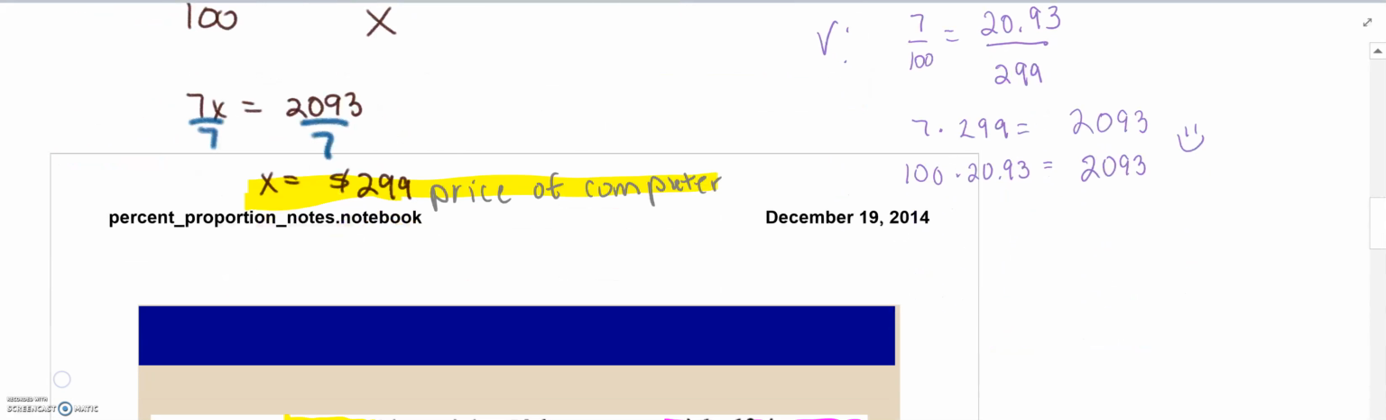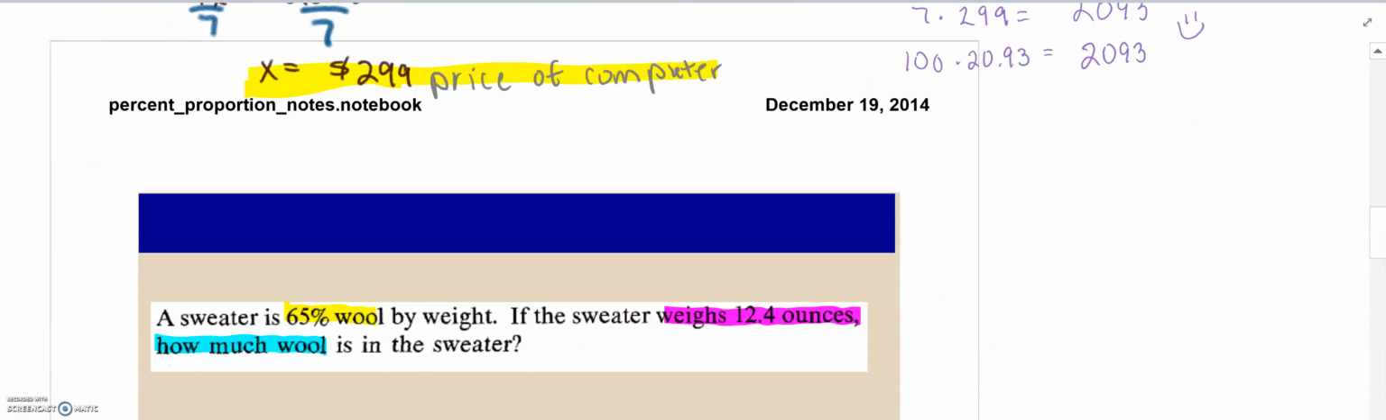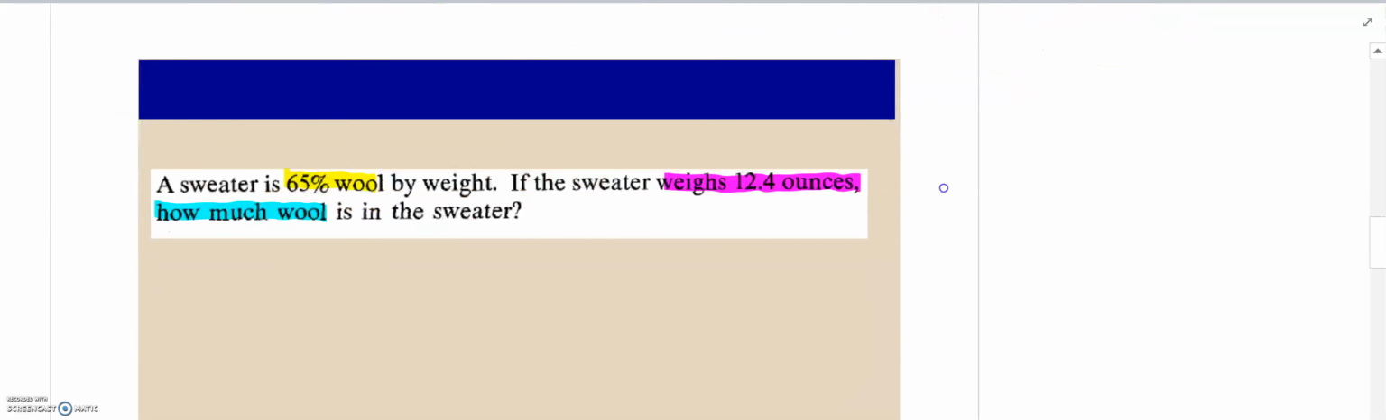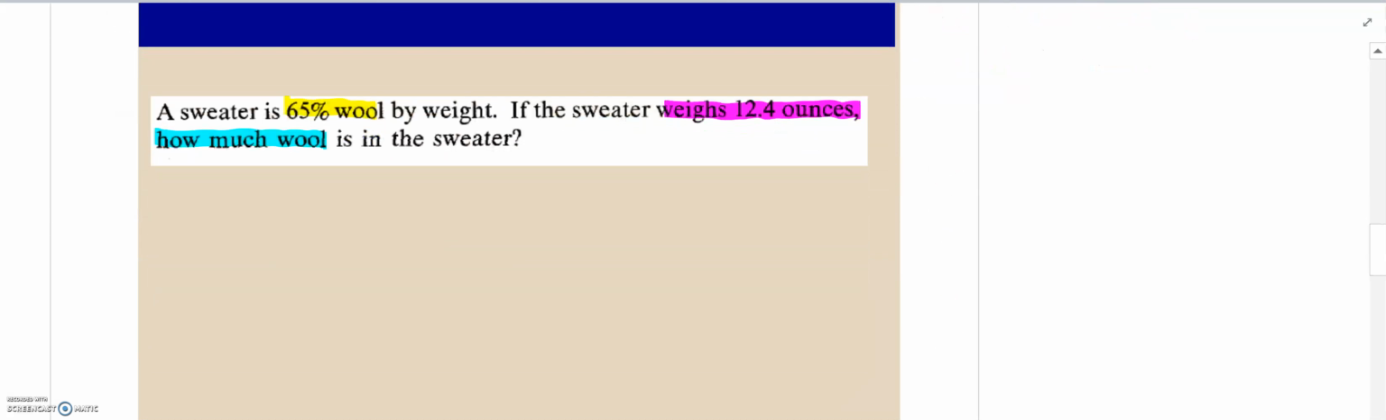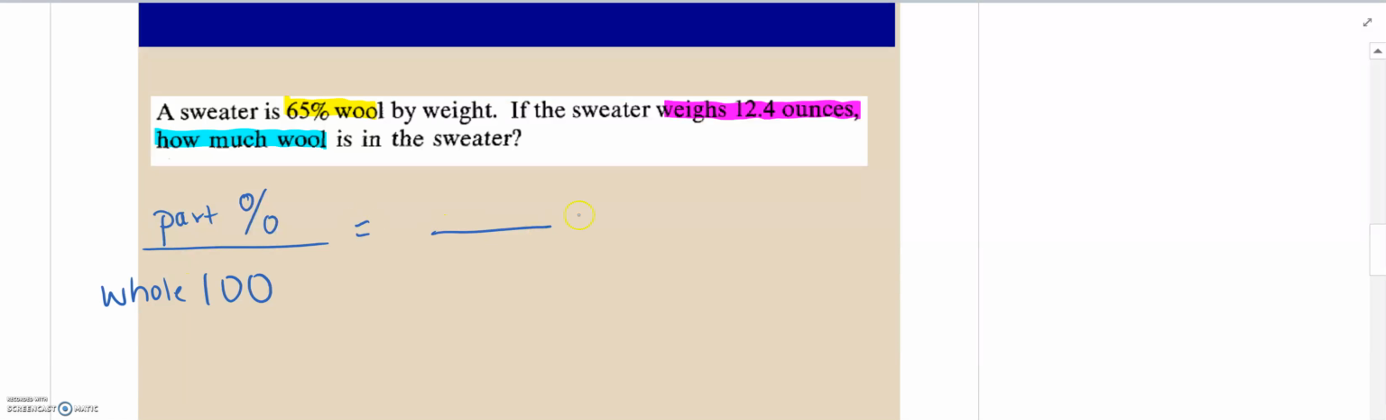Let's look at the next problem. A sweater is 65% wool by weight. If the sweater weighs 12.4 ounces, how much wool is in the sweater? So let's think about our proportion. We have our percent as a part over 100%, which is our whole. And then we have part as an amount over our total or whole.